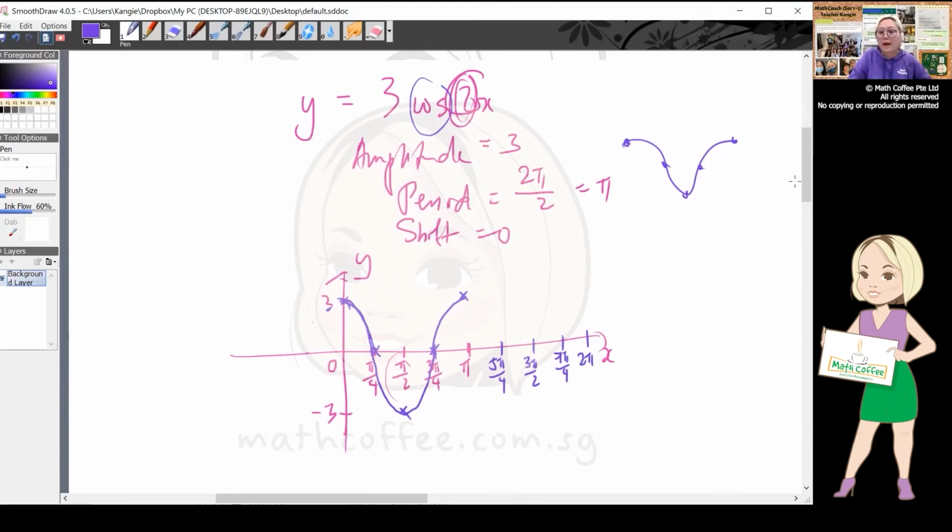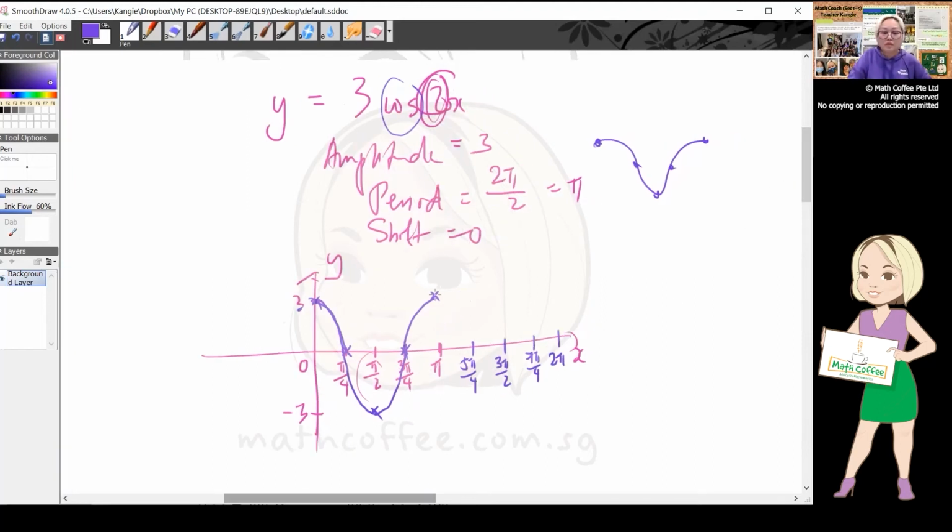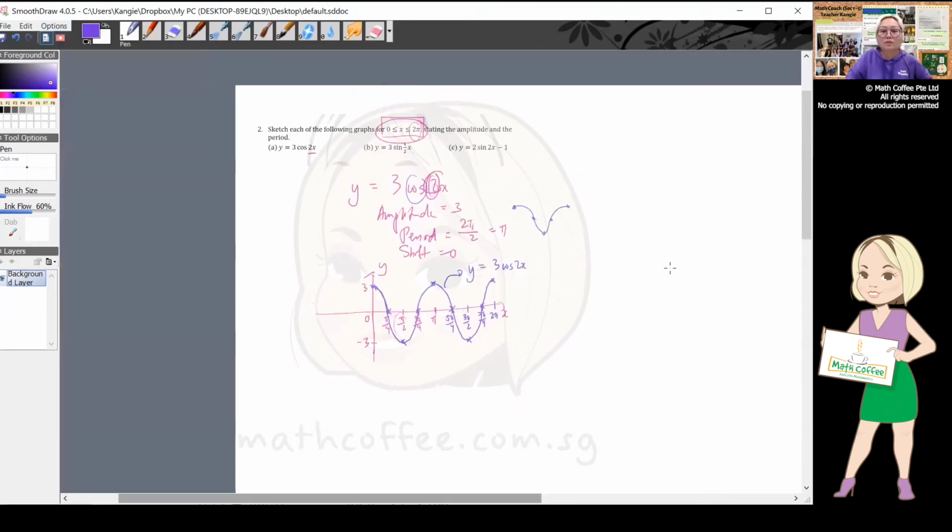So let's mark the 5 points. So of course, this is the start point. 1 point, 0, minimum, 0, and go up to maximum. So you draw down, and draw up, and you're done. So this is the cosine graph. So this is y equals 3 cosine 2x. And we are done with the cosine graph.